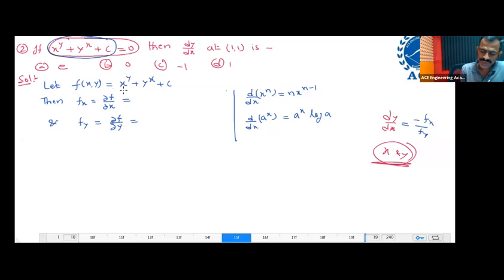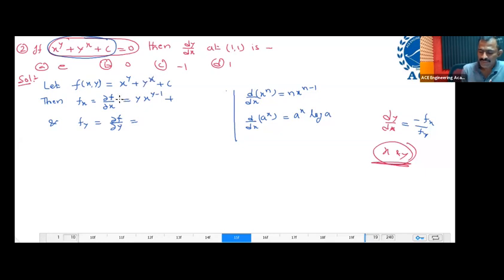So in the very first term, x power y, the base is variable, the power is constant. That is, x is variable, and power y is constant. For this, we use the first formula like this only. That is y into x power y minus 1 plus.